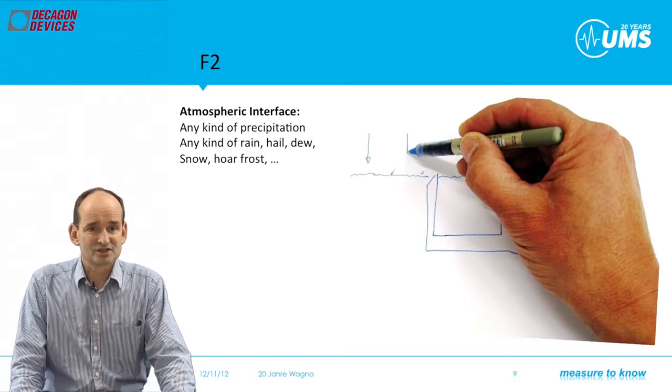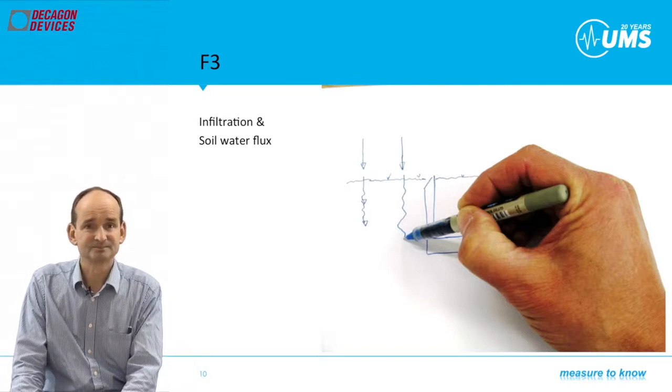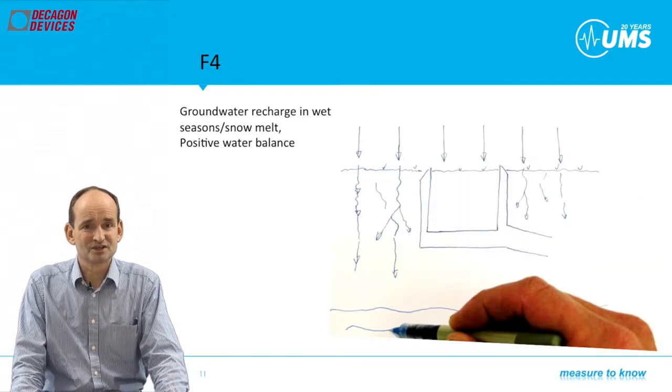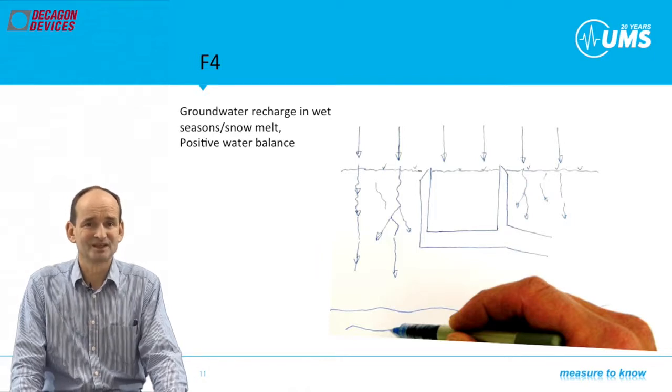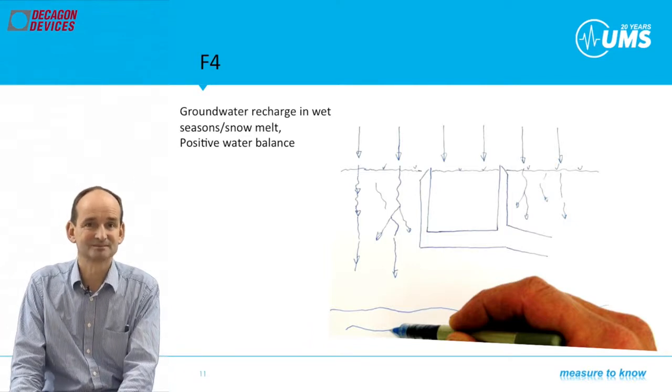Depending on soil texture, structure and moisture, the water starts to infiltrate more or less deep. In seasons with high precipitation, the water flux main direction is downwards and usually recharges the groundwater. High fluxes are observed at gravel soils, especially after hard rain events or snowmelt.